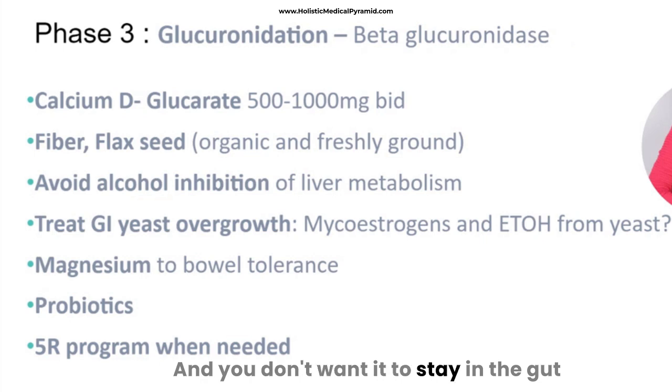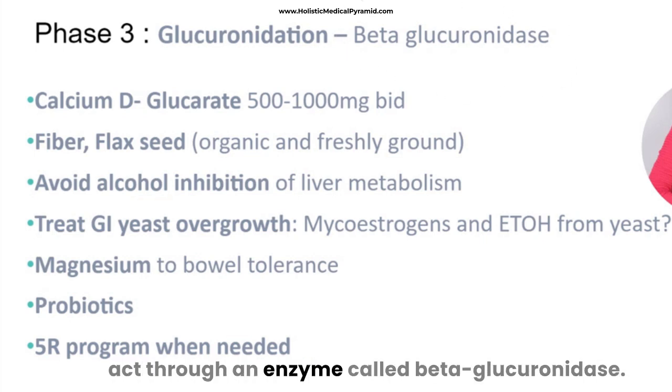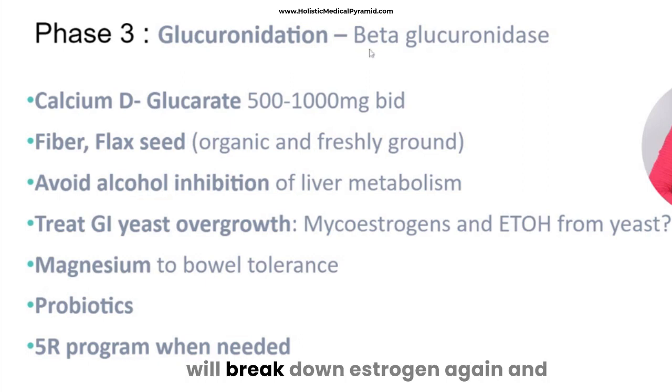And you don't want it to stay in the gut for a long time, because if it does, bacteria will act through an enzyme called beta-glucuronidase. This process is called glucuronidation and will break down estrogen again and circulate it back into your bloodstream. And you don't want that going through the liver. So how can we neutralize the effect of beta-glucuronidase? As I said, make sure we move our bowels, taking things like magnesium. Make sure we treat any gut dysbiosis or any yeast overgrowth.